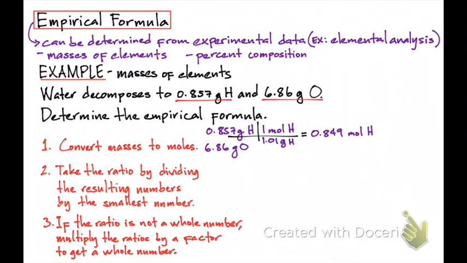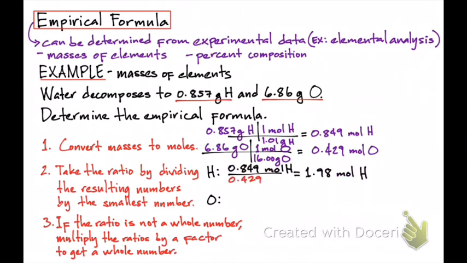All right, so we convert grams to moles of hydrogen, and same thing for oxygen. So that's the first step. The second step here is we take the ratio of the two by dividing by the smaller number. The smaller number here is 0.429 mole of oxygen, so we're going to divide both numbers by the smaller number. So 0.849 divided by 0.429 for hydrogen, and then for oxygen 0.429 divided by 0.429.